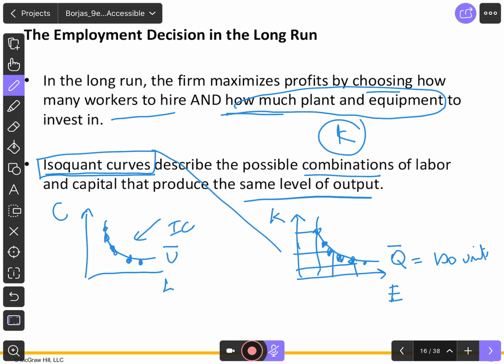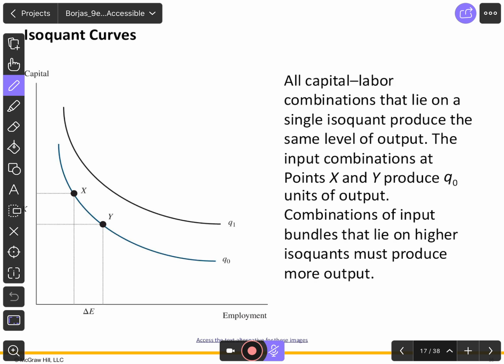Okay, so it's the same idea as the indifference curve. The higher the isoquant, the higher the output. So output at Q1 is higher than Q0.